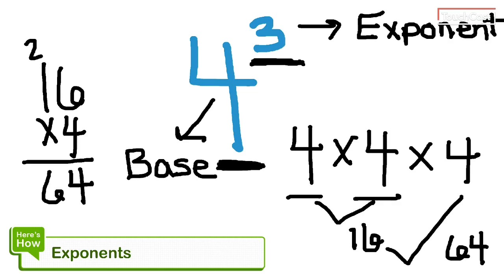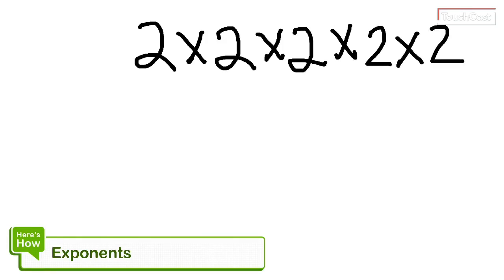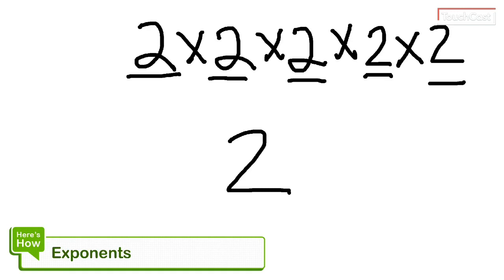Sometimes you'll be asked to solve for an exponent like I just did, and sometimes you'll just be asked to write it as an exponent. So for example, if I had 2 times 2 times 2 times 2 times 2, and I wanted to write it with exponents, my base is whatever number I'm multiplying, so it would be a 2. And my exponent is however many times I did it. So I multiplied it 1, 2, 3, 4, 5 times. So my exponent is 5.